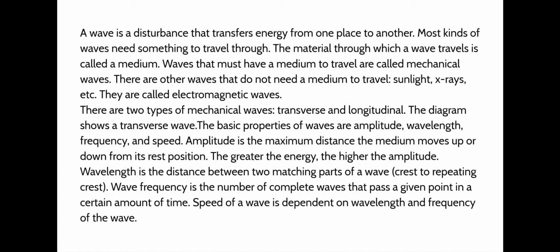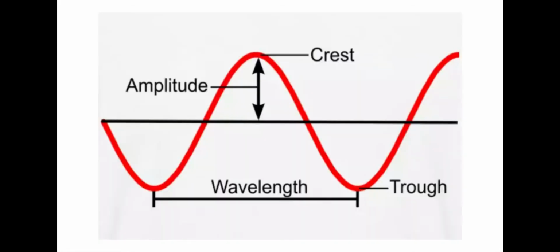Wave frequency is the number of complete waves that pass a given point in a certain amount of time. Speed of a wave is dependent on wavelength and frequency of the wave. Here's our diagram showing a transverse wave. We have the crest, the amplitude, the wavelength, and the trough.